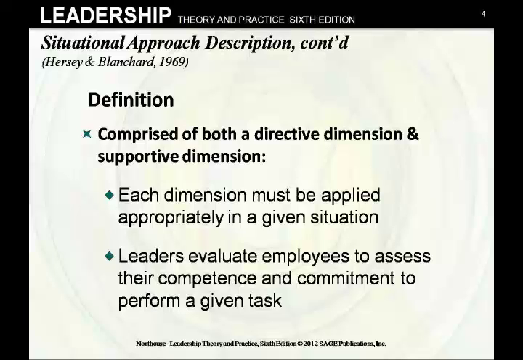The definition is comprised of both a directive dimension and a supportive dimension. So on page 100 of your book, you'll see the situational leadership matrix. On the left axis is the supportive dimension, and on the bottom axis is the directive dimension. Each dimension must be applied appropriately in a given situation. And again, leaders are constantly evaluating their employees to assess their competence and commitment on a given task.